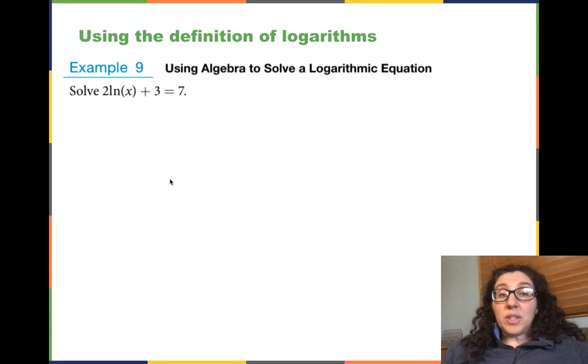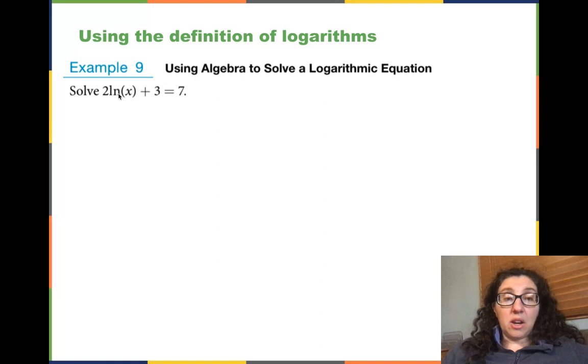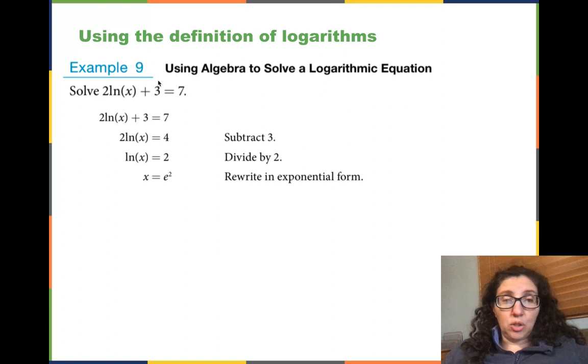We can also just use the definition of logarithms. So here, instead of having e to some power in our equation, here we have natural log. So the strategy is going to be the same. We want to isolate the natural log. So subtract 3, divide by 2. So bring 3 over, divide by 2. We get natural log of x equals 2.